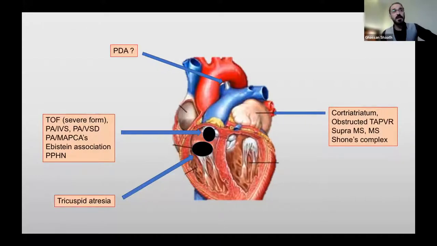Cor triatriatum and abnormal total anomalous pulmonary venous return to the heart, whether infracardiac or supracardiac, with obstruction, may present with cyanosis as well, with obstruction at the distal part of the vascular bed. And hence, in those scenarios, there was a myth which we believed, and I know, that we should not start prostaglandin in children with total anomalous pulmonary venous return.